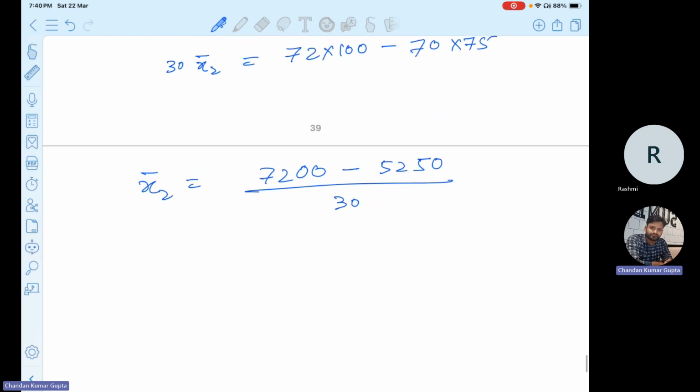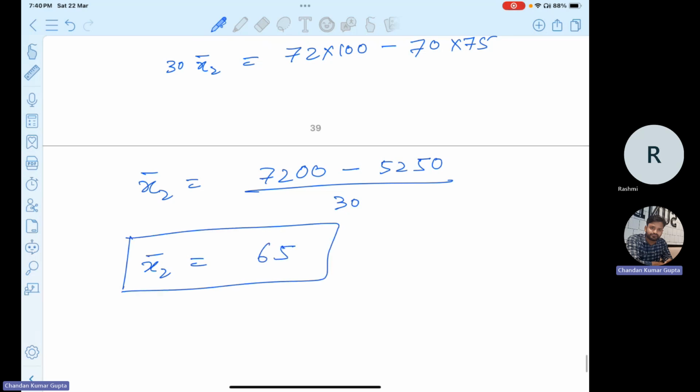Okay, so it's simple actually. If you solve, you will find it's 65. So the average marks for girls in the class is 65. Okay, so this is how we solve.